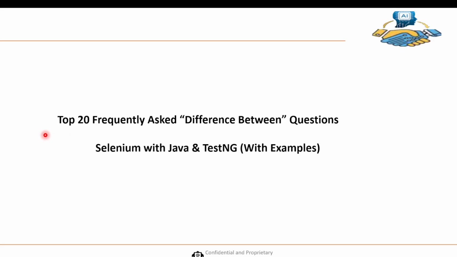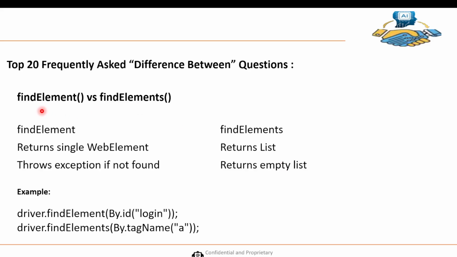In today's session, we will see the top 20 frequently asked "difference between" questions on Selenium with Java and TestNG, with examples. We'll start with: what is the difference between findElement and findElements? findElement returns a single WebElement, whereas findElements returns a list. If the element is not found, findElement throws an exception, whereas findElements returns an empty list.